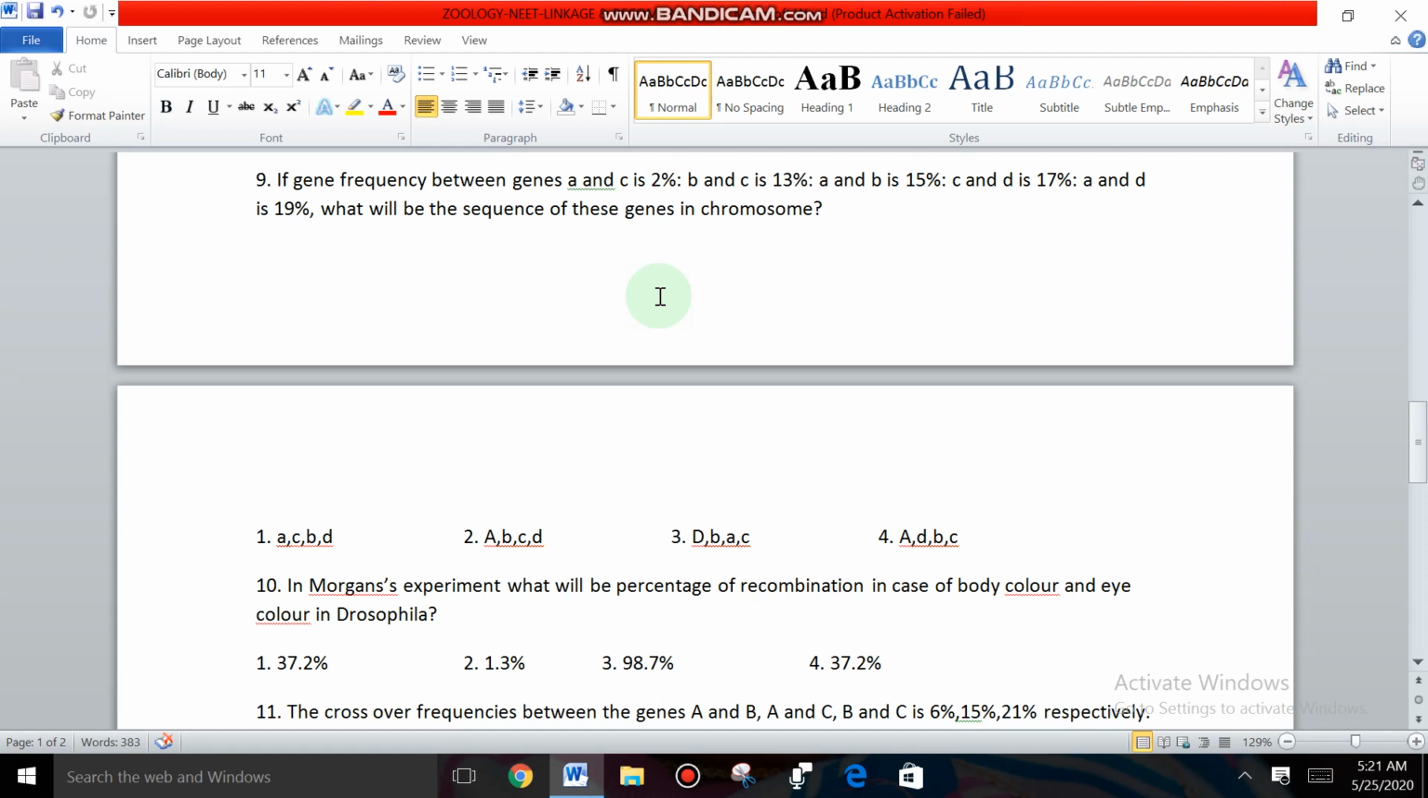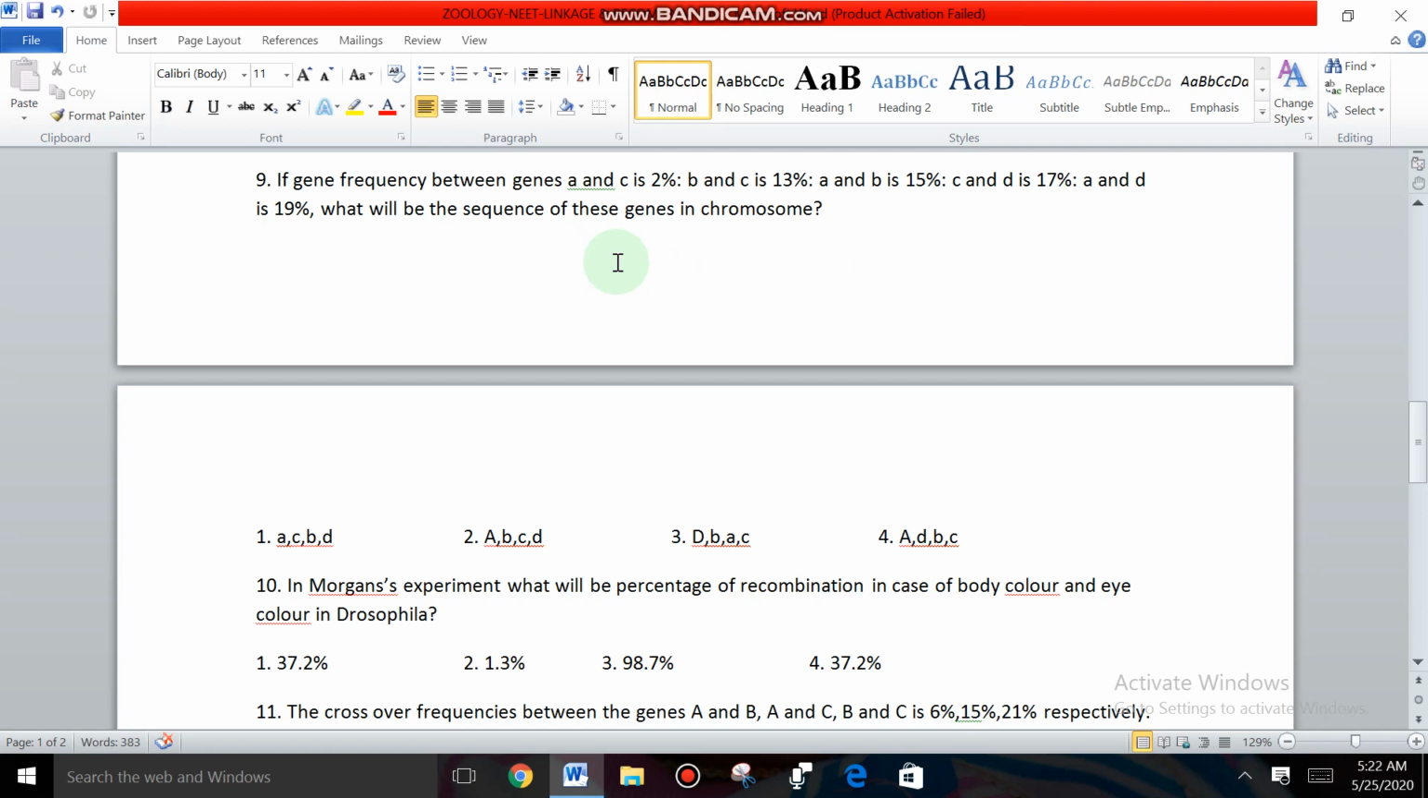First, you should consider which genes are more distantly arranged. 2%, 13%, 15, 17, 19. You should consider this: A and D is 19. Means what? First A, last D. You understood or not? First A gene, last D gene is present on the chromosome because of the largest distance. Okay.